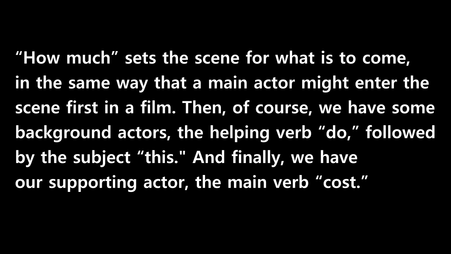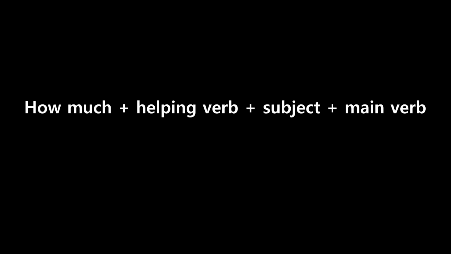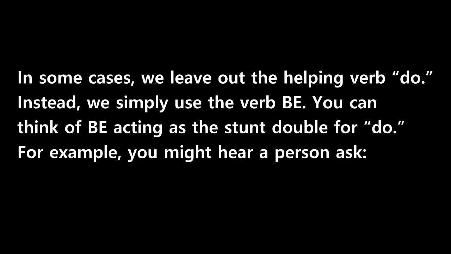Then, of course, we have some background actors, the helping verb do, followed by the subject this. And finally, we have our supporting actor, the main verb cost. The general order of appearance is this: How much plus helping verb plus subject plus main verb. In some cases, we leave out the helping verb do. Instead, we simply use the verb be. You can think of be acting as the stunt double for do.